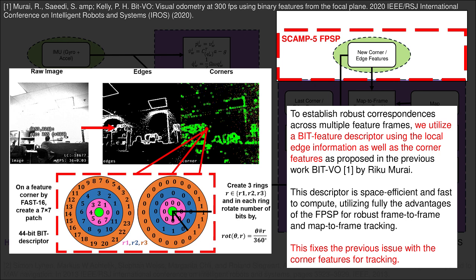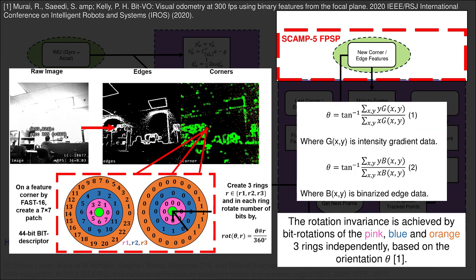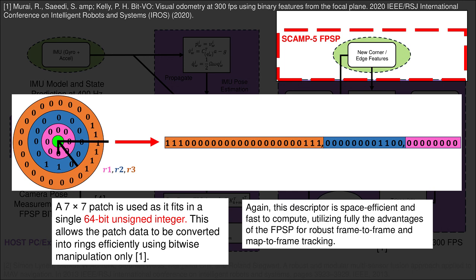To alleviate this, we use Riku Murai's BIT feature descriptor, which uses local edge information as well as the corner features. In this sense, we have a descriptor which is space efficient and fast to compute, utilizing fully the advantages of the FPSP. Here we create 3 concentric rings, here in pink, blue, and orange, and we account for rotation invariance on these corners by doing bitwise rotations on these 3 rings independently.